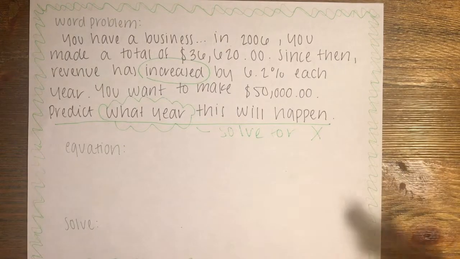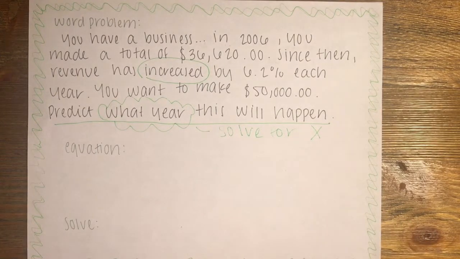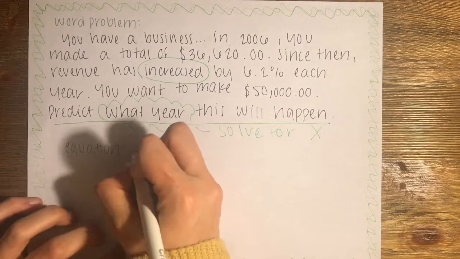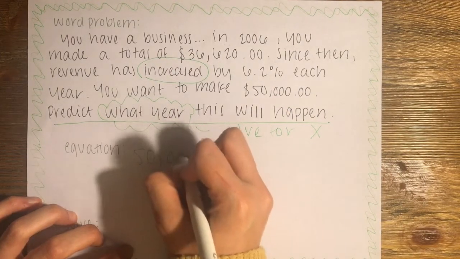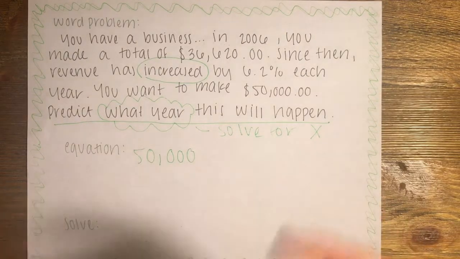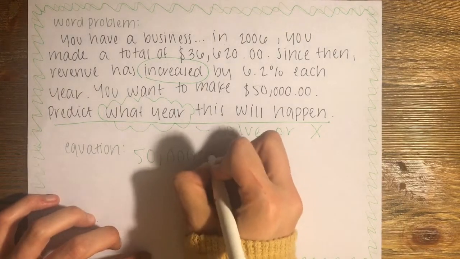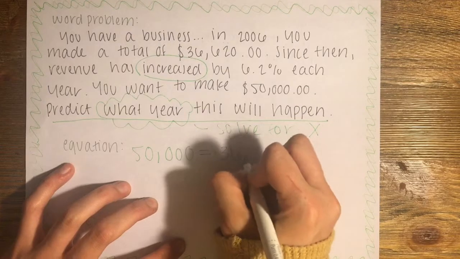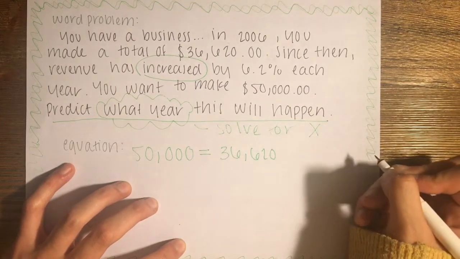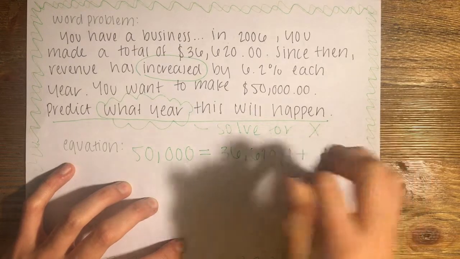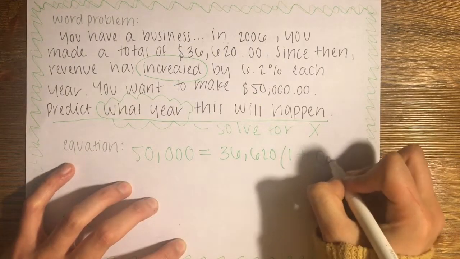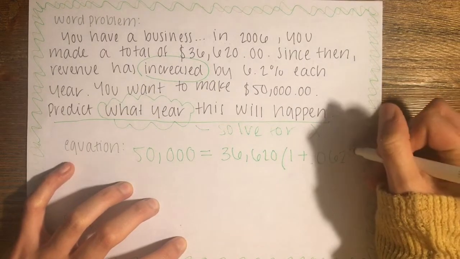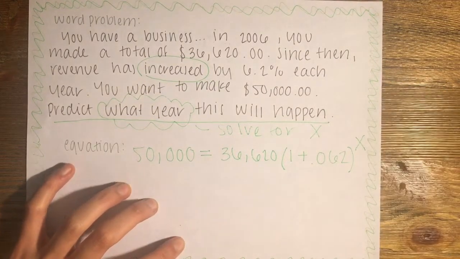So we're going to figure this one out a little bit differently, but we can still go about making our equation pretty similarly. And so since we're solving for x, it does give us our f of x, which is 50,000. That's how we're going to start our equation, because that's our amount at a certain time. We just don't know what time it is. So equals, again, don't forget the equal sign or it's not an equation. And then our initial amount of 36,620 increasing, so 1 plus 0.062 to make 6.2% to the x power.